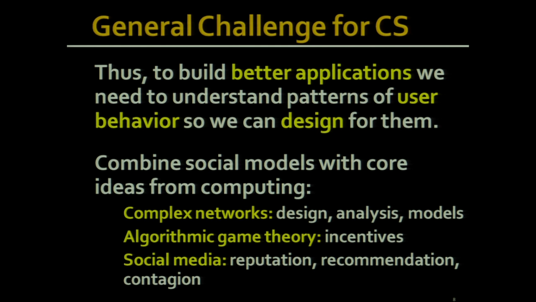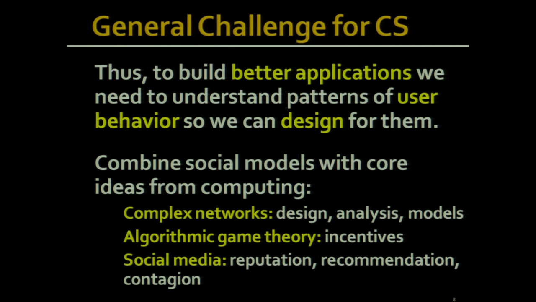So what's the point? The point is, if we really want to build better applications that will be used by billions of people, then we need to understand patterns of user activity in these systems so that we can design for them and we can anticipate them. And in order to make progress on this question, we need to think about how to combine social science models with core ideas from computing.